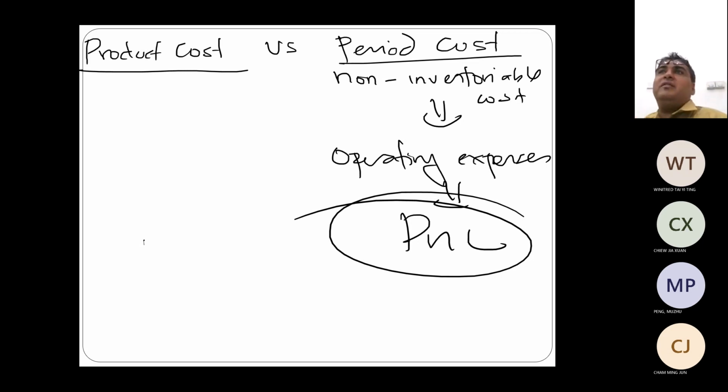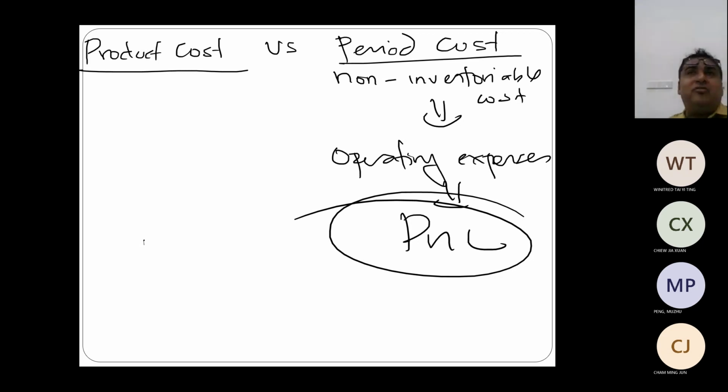You understand? All these come as your period cost. There is nothing involved with regards to the production. If it is related to production, we call them product cost. So it is very, very important that you are able to distinguish the difference between period and product. Very, very crucial. Are you clear?